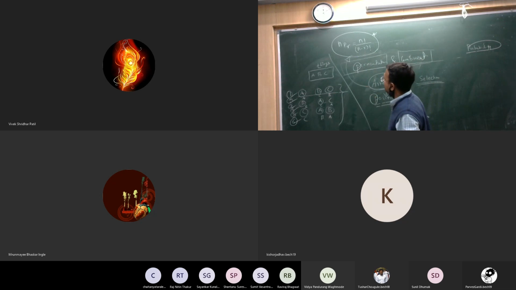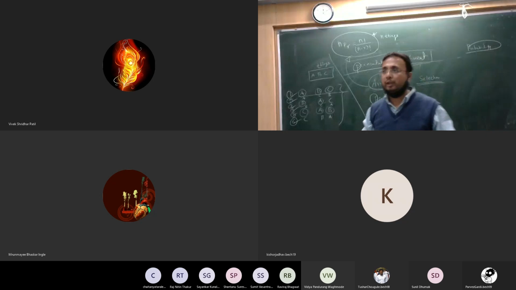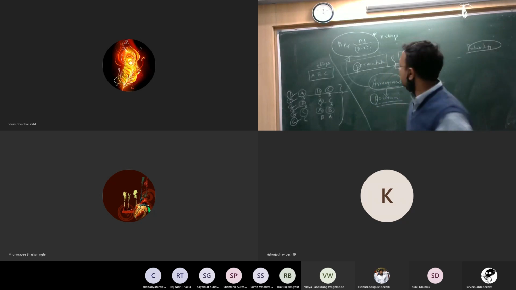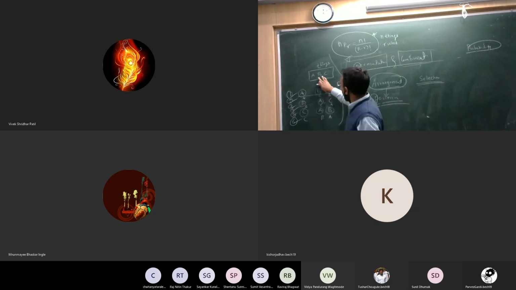So what does the formula represent? n things are there. It could be colors, balls, chocolates, or whatever, and the things must be distinct from each other, not similar. From the n things we have selected r. Here 3 alphabets were there, all 3 were selected, and they were arranged.